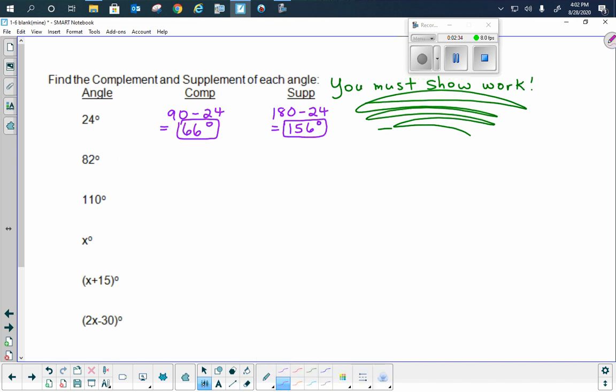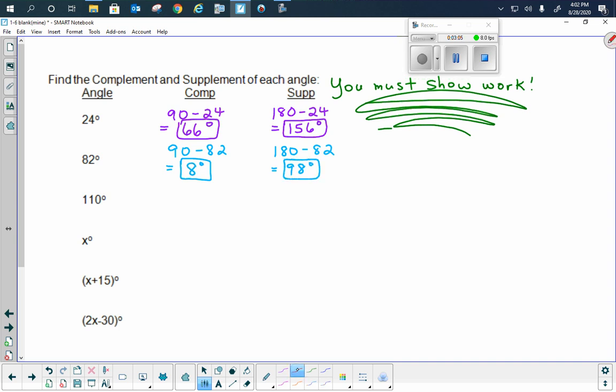I'll just keep switching colors here so that hopefully if these run into each other, you can still see it. So 82 degrees. If I ask you for its complement, you're always going to start with 90 minus the 82, and that gives us 8 degrees. So its complement, that's the wording, how we use it, is 8 degrees. Its supplement then would be 180 minus 82, which would be 98 degrees.